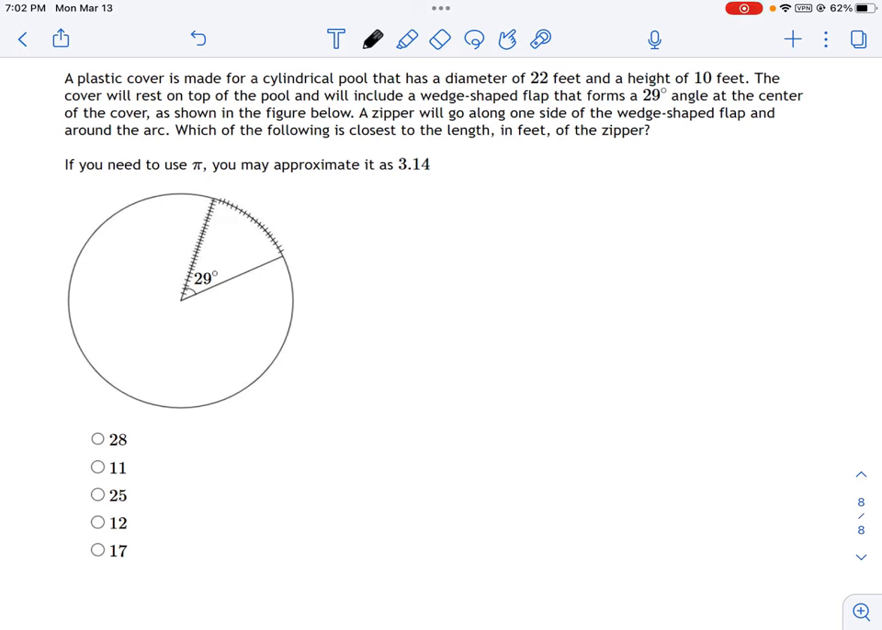Alright, so we have a plastic cover made for a cylindrical pool that has a diameter of 22 feet and a height of 10 feet. Alright, let's break this down a little bit.